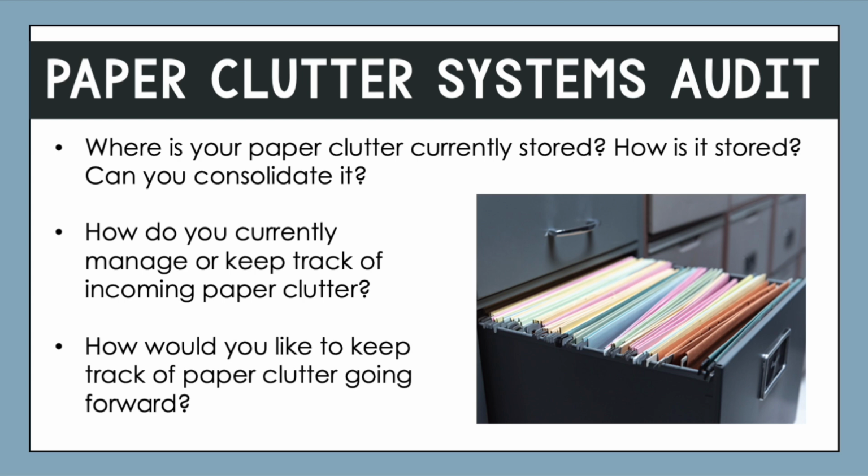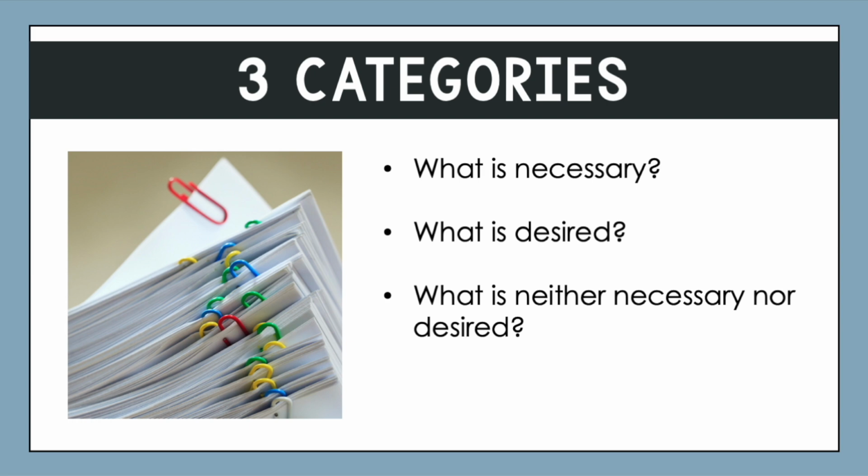And lastly, how would you like to keep track of paper clutter going forward? Hopefully it won't really be considered clutter anymore as we reduce it, but what is going to be a way or method that works best for you? Reflect about these as we go through this lesson. To begin, with whatever type of paper clutter you have, we're going to be sorting it into 3 categories: what's necessary, what's desired, and what's left. So what's not necessary or desired.